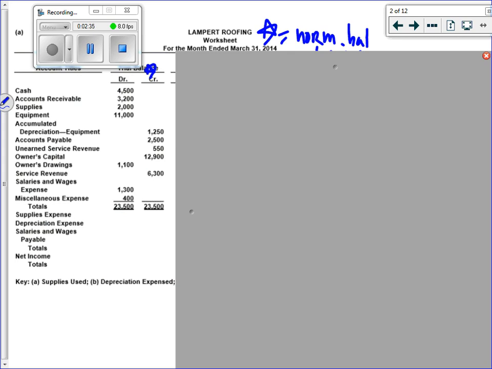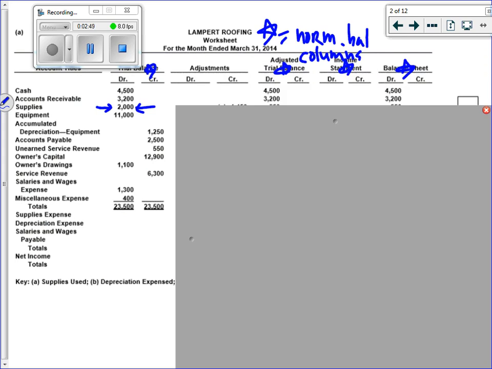So if I look at supplies, we started with $2,000. Someone figured out we only have $550 left. So did we use some of them? Yes. So we're going to adjust the difference. Here's what was left. Here's what remained. So if I take 2,000 minus 550 that was left, that shows me what part of my adjusting entry is going to be that we used.